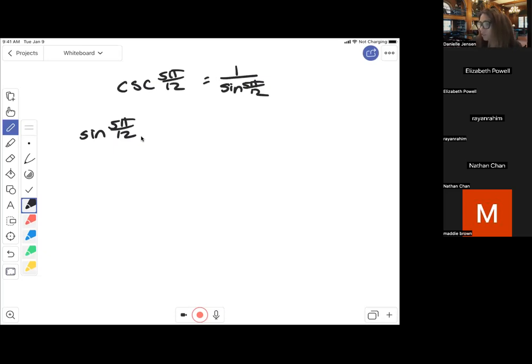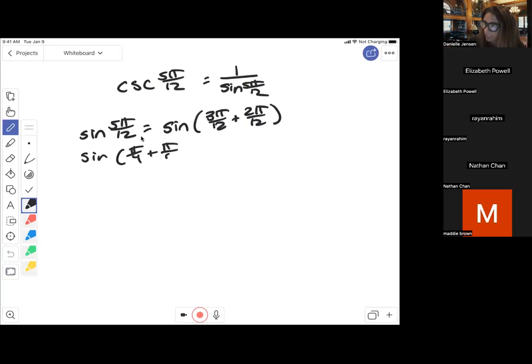What are two angles that add to 5 pi over 12 that I might be able to use? Pi over 4 and pi over 6. Yeah, because you could do 3 pi over 12, as you just said, it's pi over 4, plus 2 pi over 12, which is pi over 6. Exactly. So you've got sine of pi over 4 plus pi over 6. You can't distribute, so you have to use your identity: sine pi over 4 cosine pi over 6, plus cosine pi over 4 sine pi over 6.